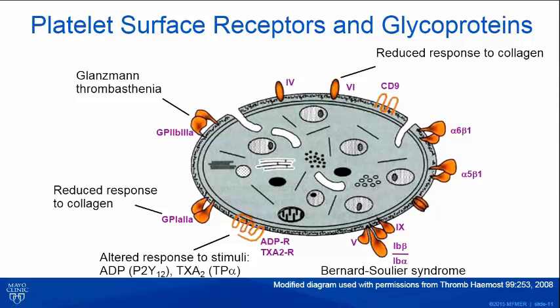Complex glycoprotein Ib-IX-V is the von Willebrand factor receptor. Lack of it results in Bernard-Soulier syndrome. And there are also multiple G protein coupled receptors, such as the ADP receptor and TXA2 receptor, and absence of them will also lead to absent response to the agonist and bleeding diathesis.